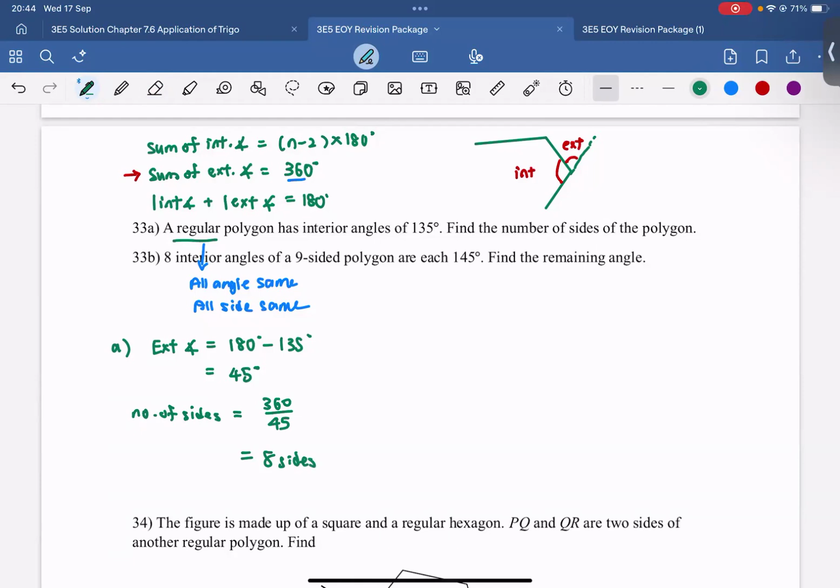You can also use the interior angle to find it, but it is complicated. The interior angle formula is n minus 2 times 180. This is the sum, correct? Then you divide by n to find one of them, which equals 135. Do you want to solve this, or do you prefer to do the exterior angle? Obviously, we prefer to do the exterior angle.